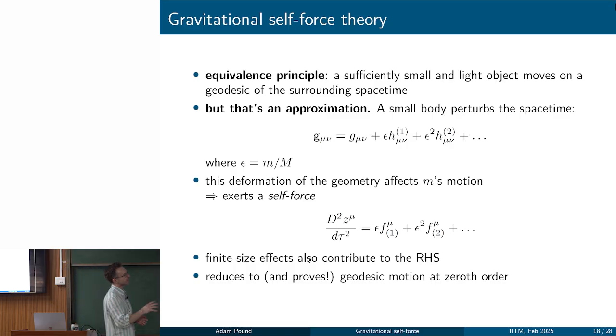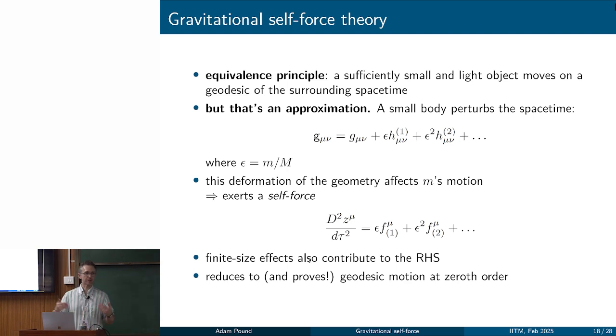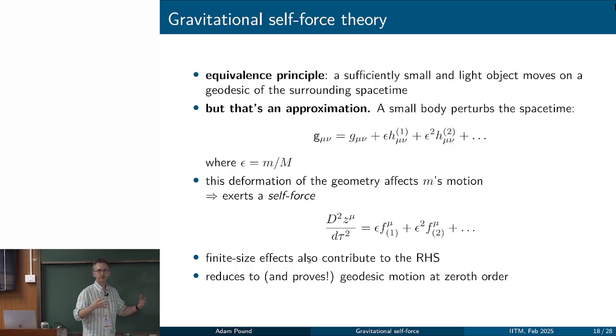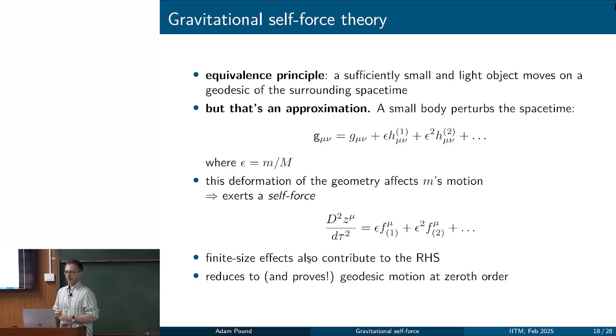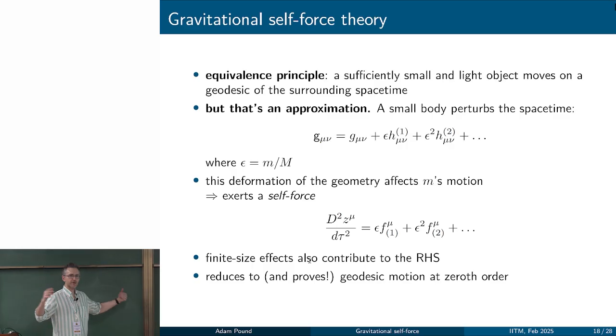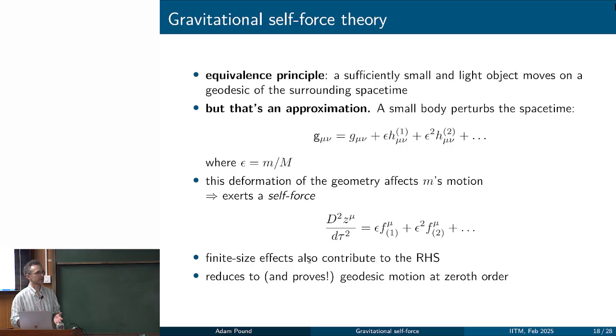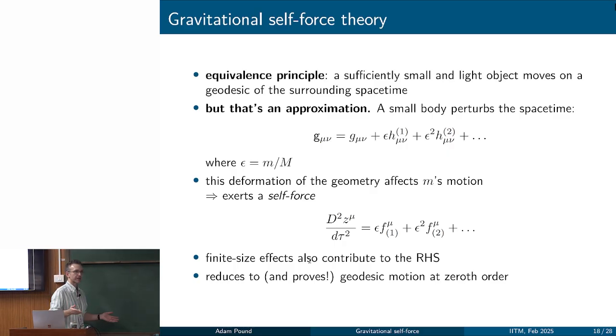But the key words there are sufficiently small and light. This is really just an approximation. It's a limiting statement, not a true statement about real physical objects. In reality, every object, no matter what it is, not just rest mass, has finite size and finite mass, affecting the space-time around it. So all of us here, every single thing, is creating some small correction to space-time. And we all have finite size.